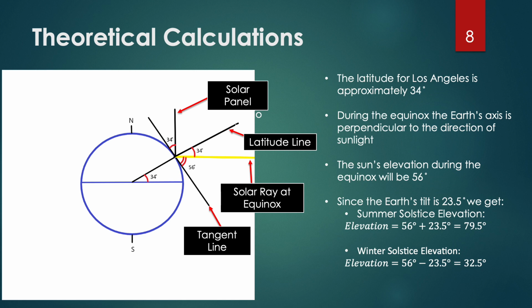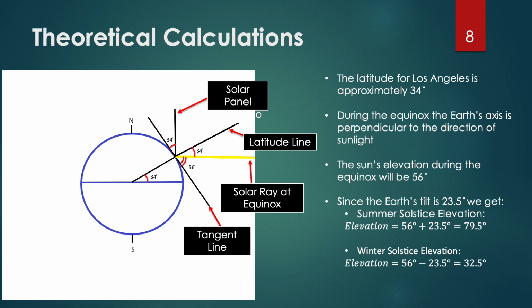And if the solar ray at the equinox comes in perpendicular to our axis, through some geometry, we find that the elevation of the solar ray at the equinox should be 56 degrees.